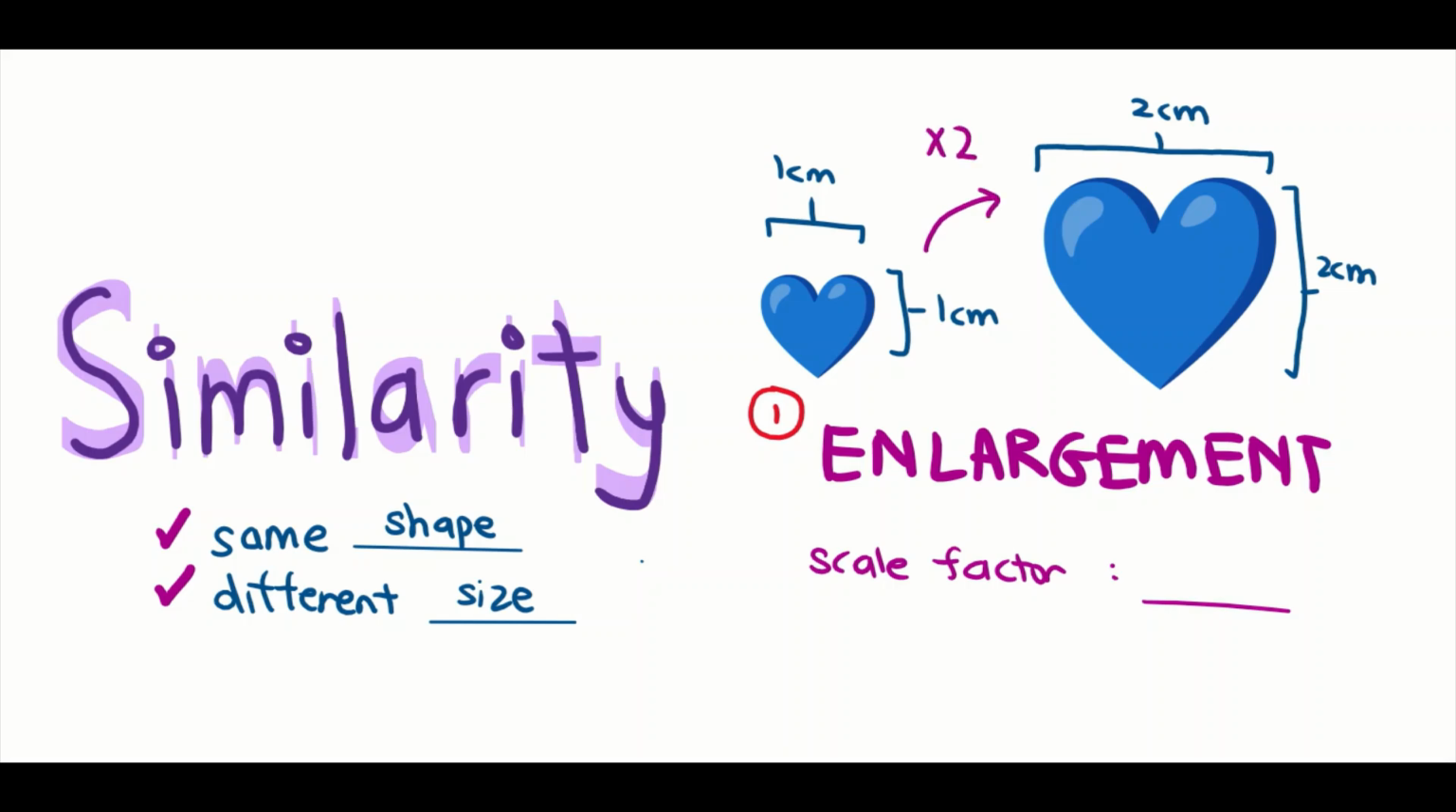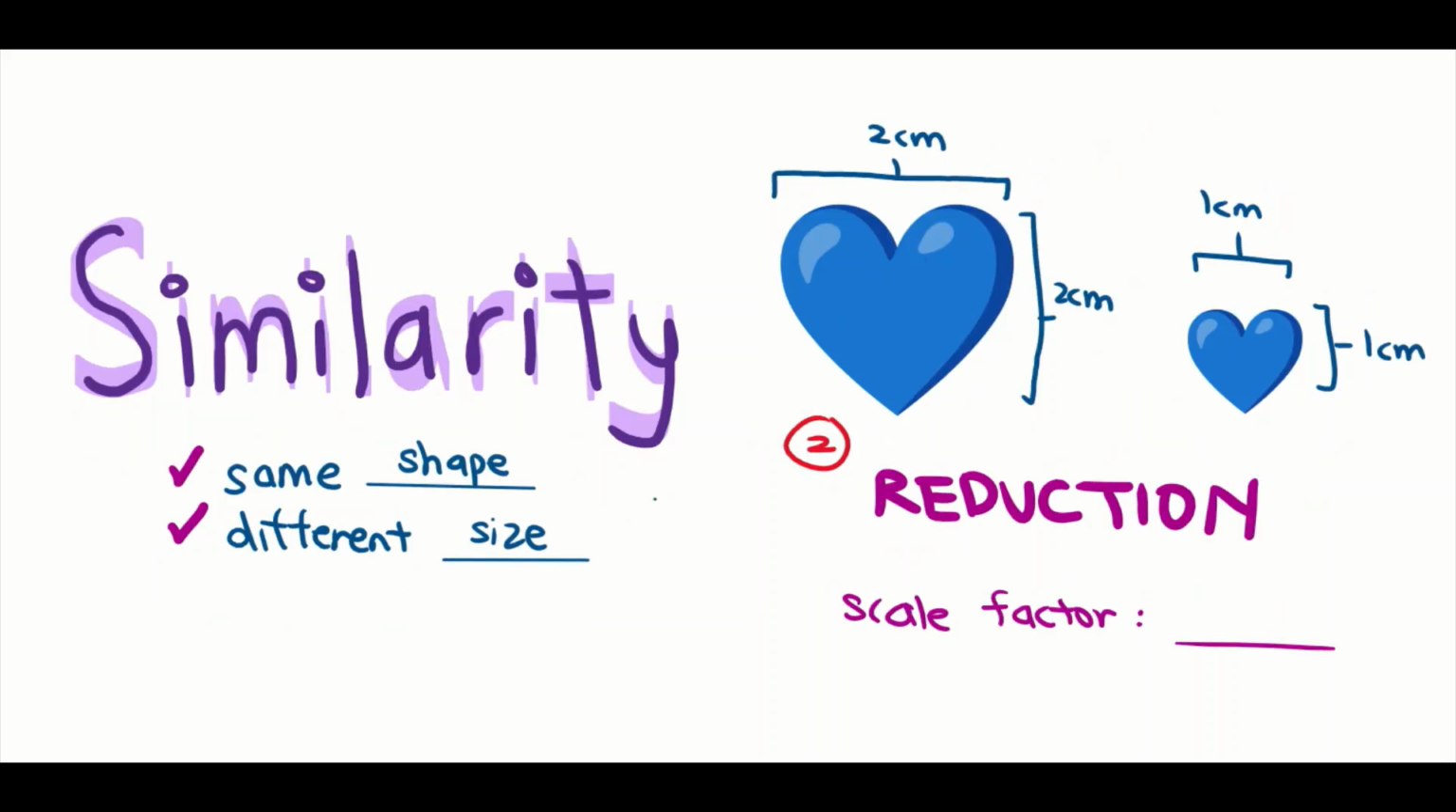1 cm times 2 becomes 2 cm. So the scale factor here would be 2. This allows me to create an even bigger heart. The second keyword here is reduction, which means I'm making it smaller. So from the big heart to the small heart, usually people would say I'm dividing it by 2.